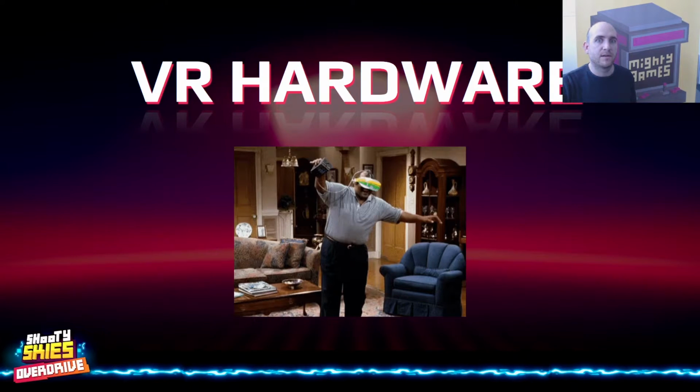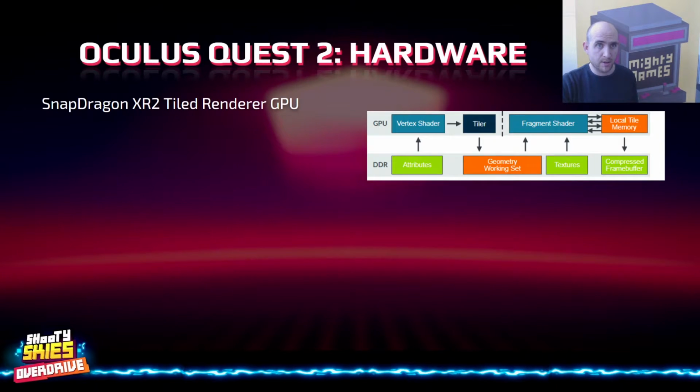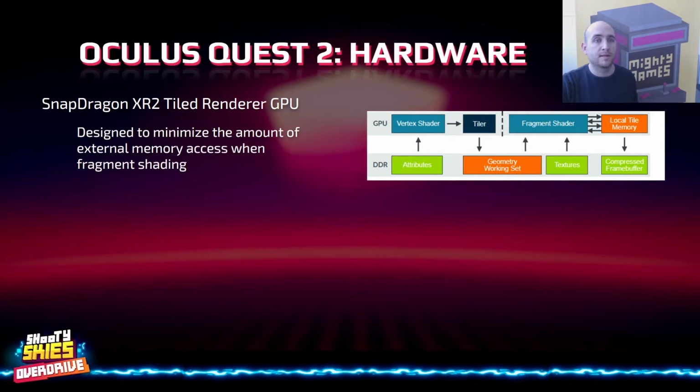So now let's have a quick talk about VR hardware and what we're targeting and what the implications of that is. So the Oculus Quest 2 uses a Snapdragon XR2 tiled renderer GPU. And what that is designed to do is minimize the amount of external memory access when we're doing fragment shading.